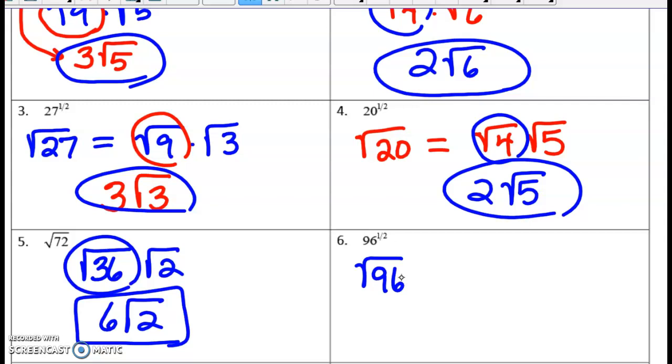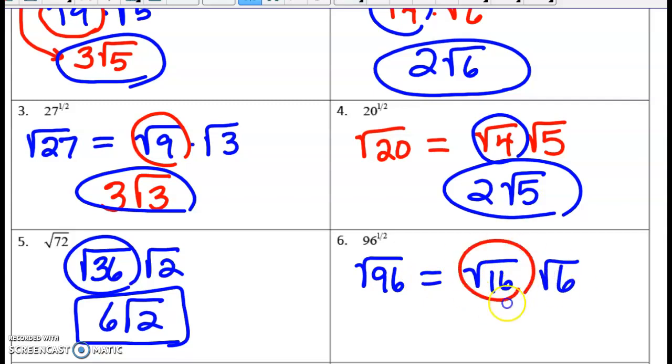Now 96 divided by 36. Nope, 36 doesn't work either. So, see, you've got to just check it out. Try 96 divided by 16. And that's the one that works. So I get 16 and the square root of 6. I know the square root of 16 is 4, so that would be 4 root 6. All right, we'll just do a few more examples after this.